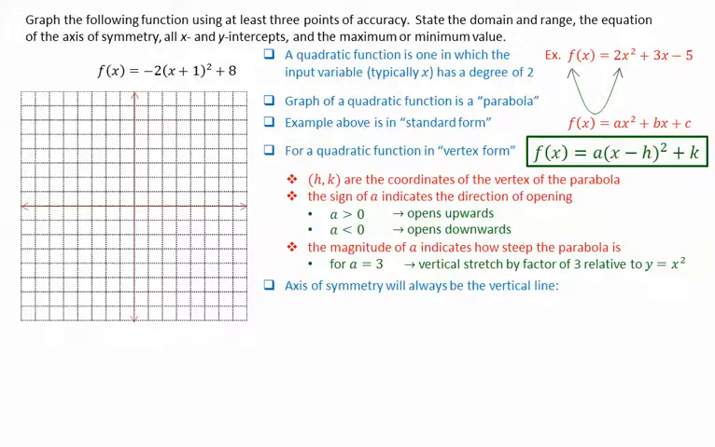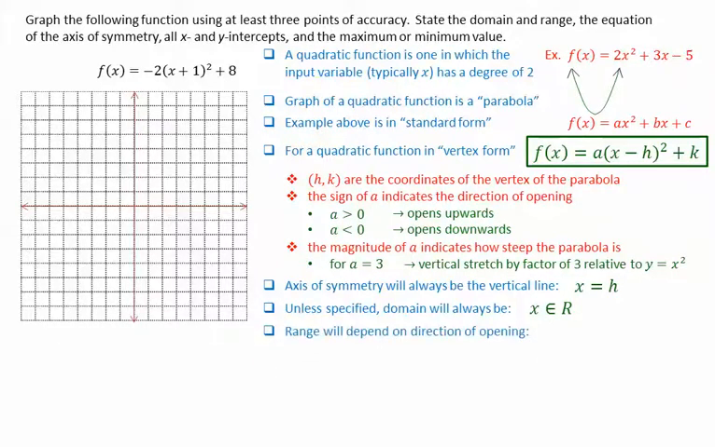The axis of symmetry for a quadratic equation will always be a vertical line, x equals h. Note that it's going to be x equals the x-coordinate of the vertex. Unless specified otherwise, the domain will always be all real numbers. The range, however, will depend on the direction of opening.